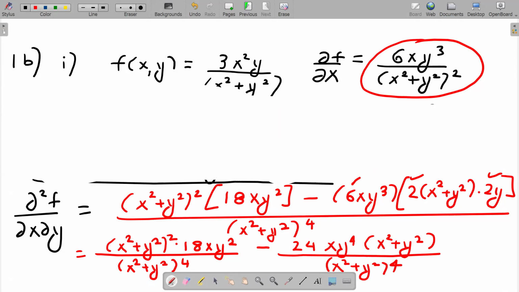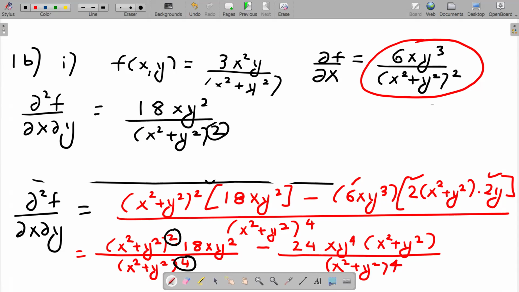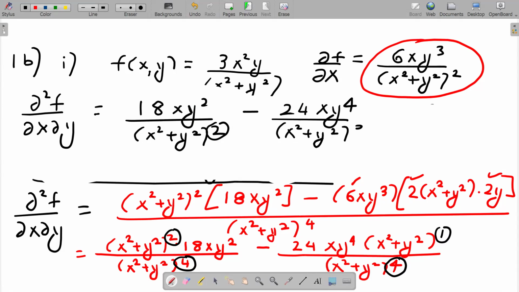And if I write the answer for del square f by del x del y, it comes out as 18xy square over (x square plus y square) whole square, because 4 minus 2 will make it 2 here, minus 24xy to the power 4 over, 4 minus 1 will make it 3, so I can write (x square plus y square) cube. This is my answer for del square f by del x del y.